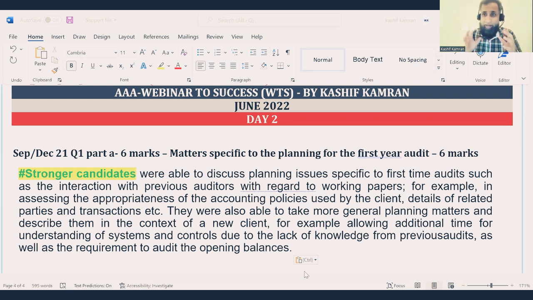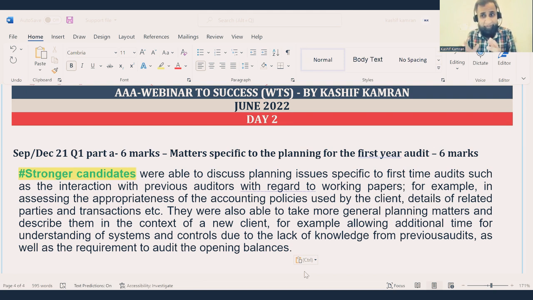But when you are doing the planning of the first year audit, you are looking at how much time is required to perform the audit, what are the risky areas where you should focus on when you go to the audit, what are critical areas in the financial statements where you should focus on, and how much time you should be spending on the understanding of the controls because it's a first year audit.